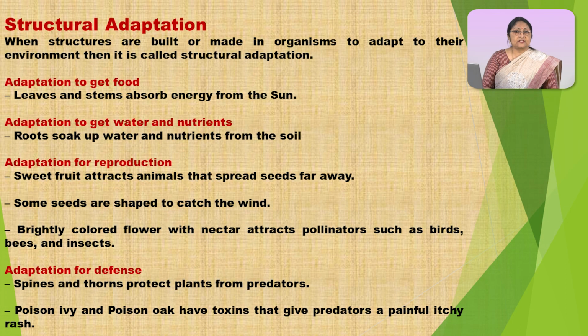So the first type is the structural adaptation. It is a physical feature that an organism has evolved in order to survive. In plants, this could include adaptation for food, adaptation for water, and adaptation for space. Some plants have brightly colored flowers that attract insects for pollination. This is a structural adaptation for reproduction. For defense, plants like cactus and rose develop spines and thorns.